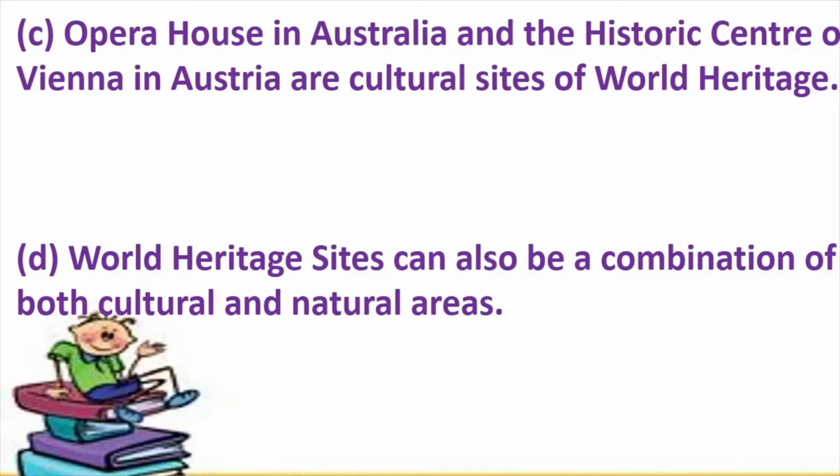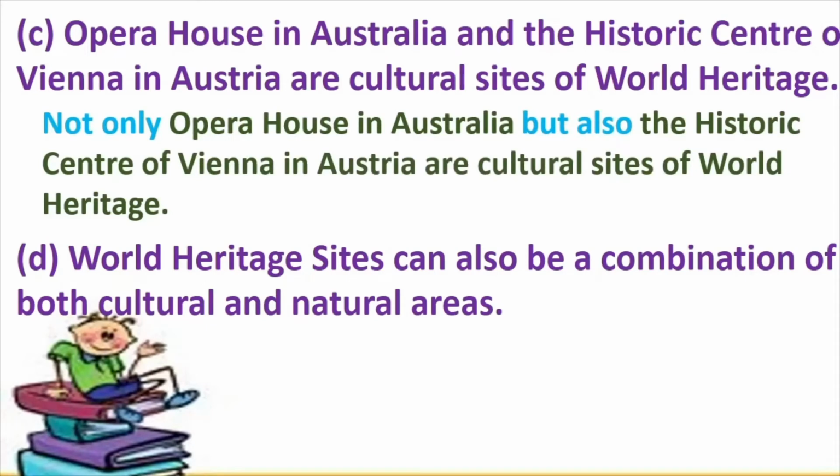Opera House in Australia and the Historic Center of Vienna in Austria are cultural sites of World Heritage. So again, you have to use not only and but also over here. So come on, let's try. Not only Opera House in Australia, but also the Historic Center of Vienna in Austria are cultural sites of World Heritage. Okay, so see, we have not made much difference in the sentence. We have just added these two phrases.